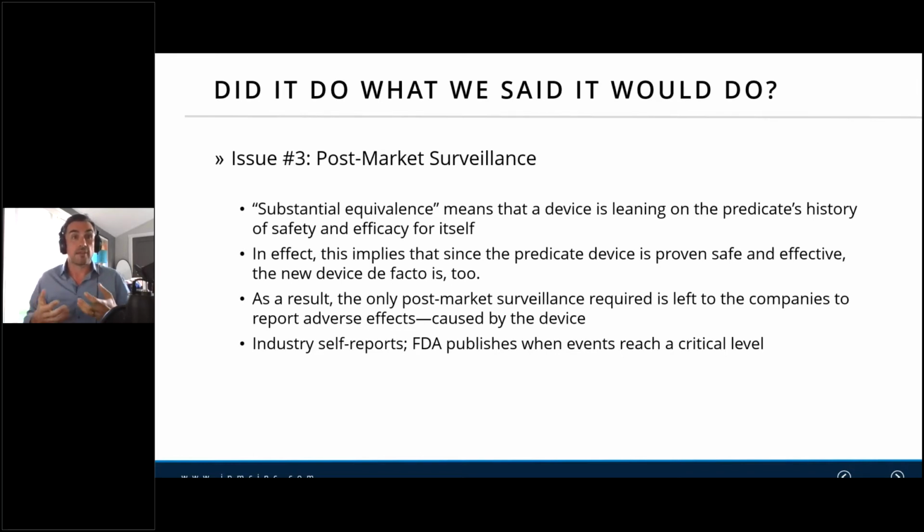And then there isn't a formal post-market, rather the FDA is not doing formal post-market surveillance themselves. They're relying on industry to do their own post-market surveillance and then report that. So the industry self-reports and the FDA publishes when it reaches a critical mass. We've all seen those databases, and if you're in the industry, you use those databases as competitive intelligence. What are your competitors up to?